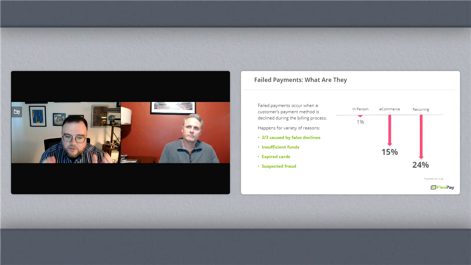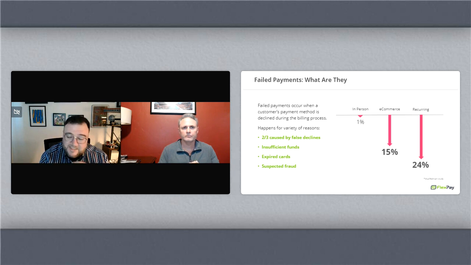What we know is that two-thirds of these failed payments are generally going to be caused by what we would consider a false decline. A false decline is where the underlying payment processor is looking at a transaction and determining that it might be a little too risky for them to allow it to pass through their system. There's a number of reasons that they could flag this as too risky, and we'll talk about those a little bit later. But this is something that's going to put a pressure on your business overall.